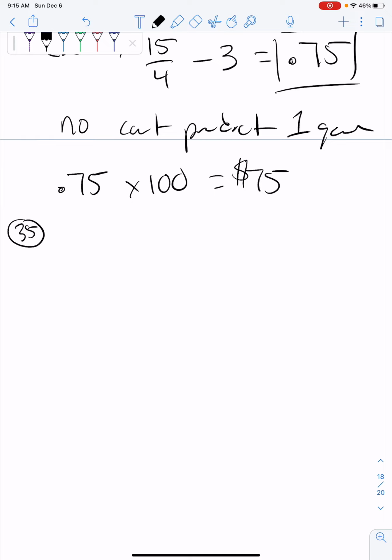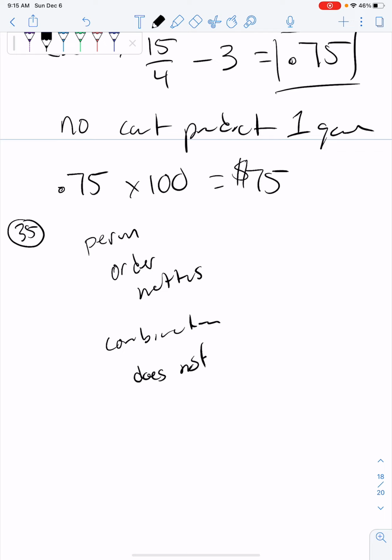Now, a few things to remember. A permutation is when order matters. Okay, if I'm going to pick 3 people to be president, vice president, and secretary, it matters which one I pick for which. Okay, a combination, the order does not matter. Okay, if I'm picking a committee of 3 people to vote, it doesn't matter which order I place them in because they're just a committee.